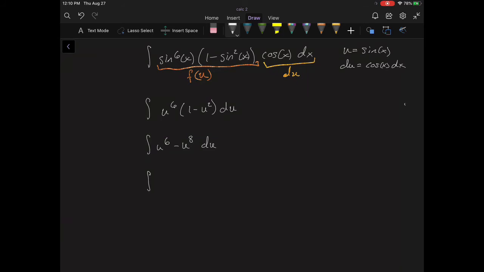We just take its antiderivative. We don't need to have anything with the integrand anymore. We can just integrate it right here. And we get 1/7 u to the 7th minus 1/9 u to the 9th plus c. But remember, we don't care about u, we care about our x. So it is 1/7 sine to the 7th of x minus 1/9 sine to the 9th of x plus c.